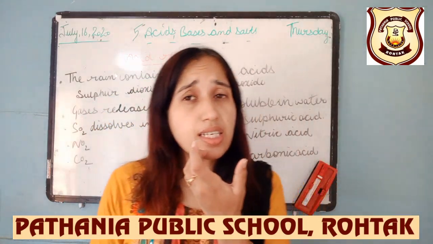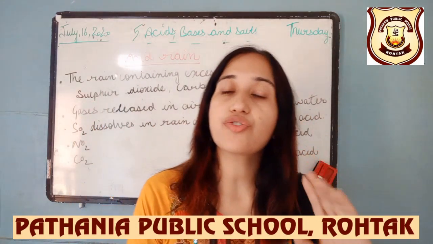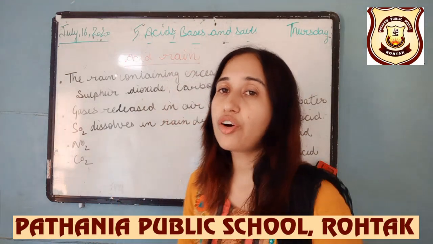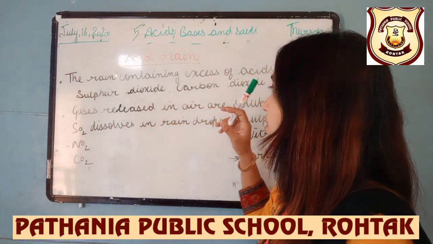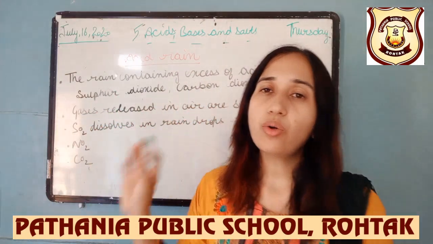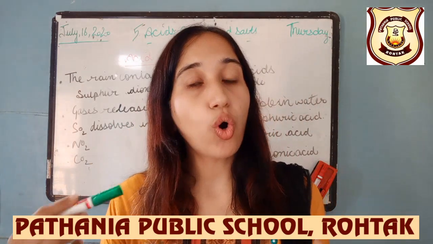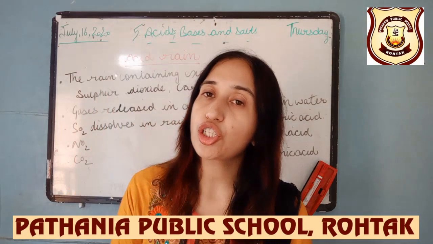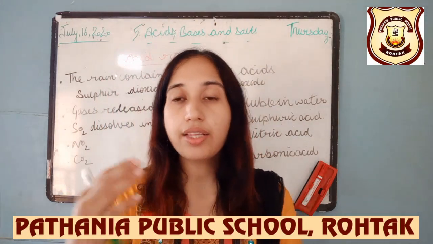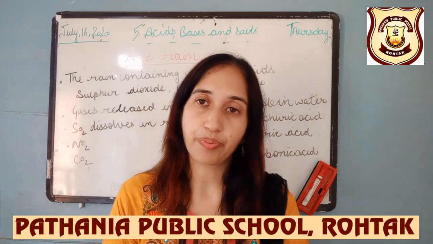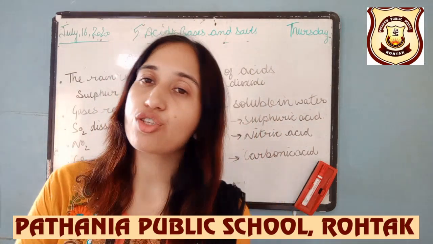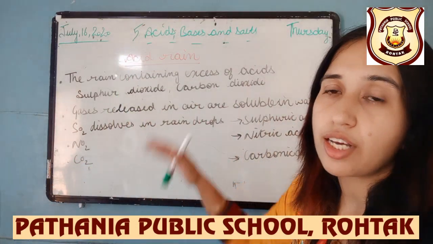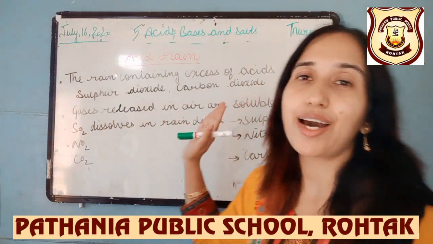When the first rain comes, it contains a lot of carbon dioxide, sulfur dioxide, and all the gases. That means all the pollutant gases present in our atmosphere are washed off with the rain particles, and they come with the rainwater droplets. When they come, that rain is known as acid rain. So the compounds it contains are sulfur dioxide and carbon dioxide.